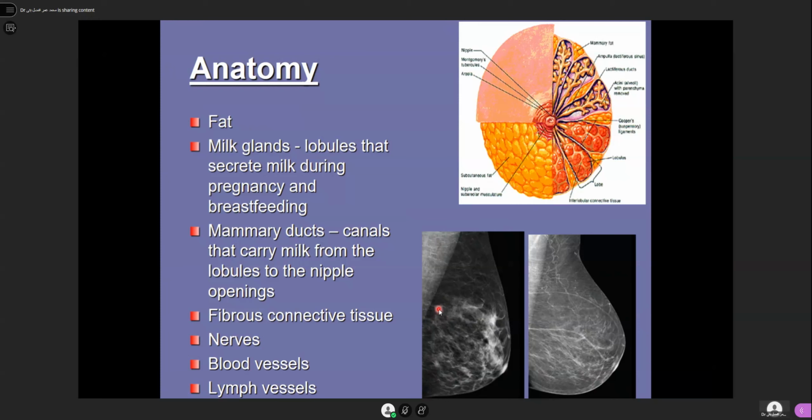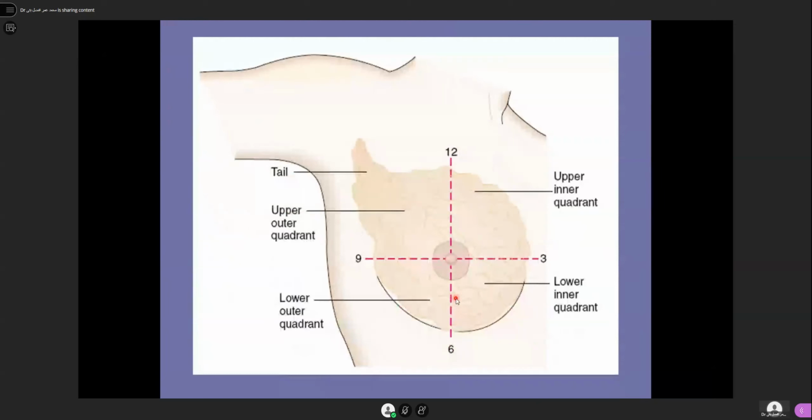This is basically a special projection, a mediolateral oblique projection. We want to see the anterior margin of the pectoralis major muscle. Why? Because sometimes there are tumors which may be invading the pectoralis major muscle and the rib cage. So we want to visualize the posterior aspect of the breast as well.